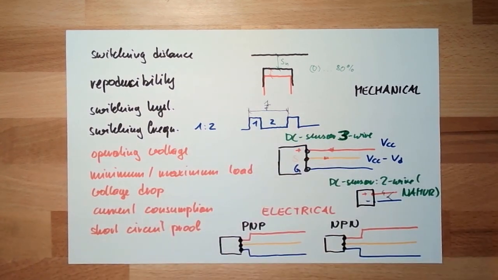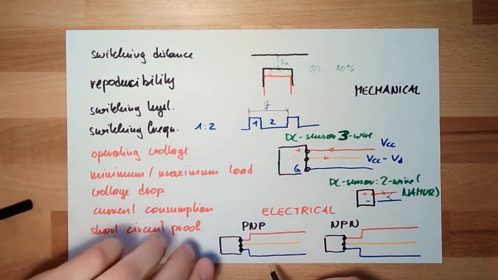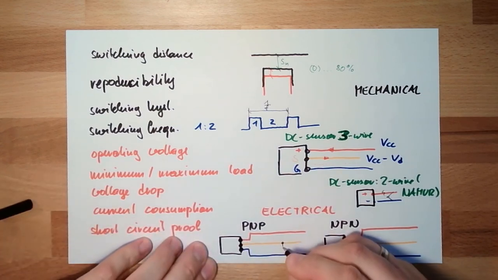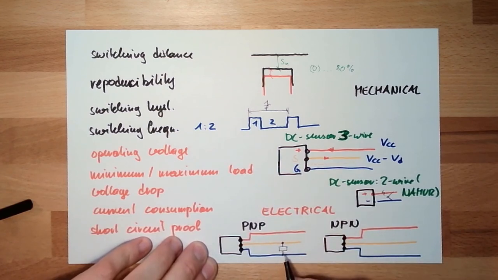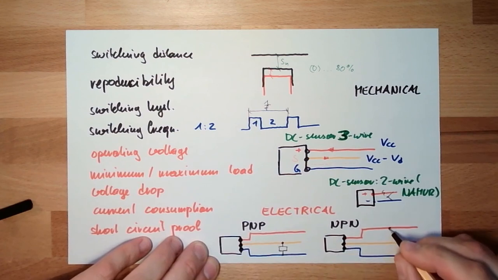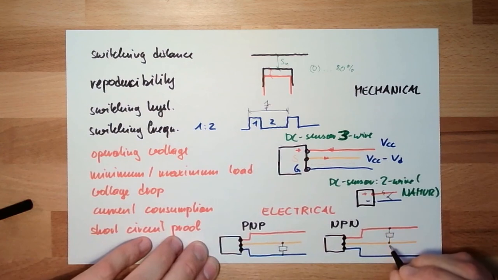Where to put the load? In positive switching, it means it switches to positive, so I have to put my load here. This might be a relay or something else, or an input of a PLC. And an NPN is switching from positive to negative, so I have to put my load here, from positive to the signal. Whenever it's switched, this will be activated. Here, whenever it's switched, this will be activated as well.